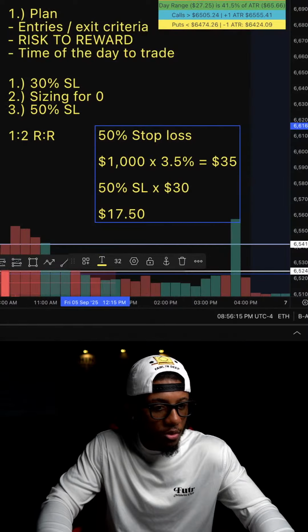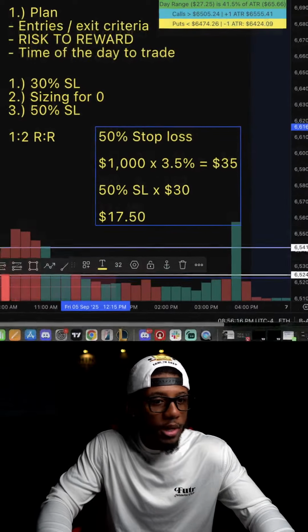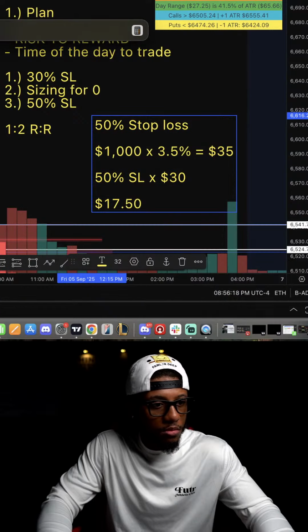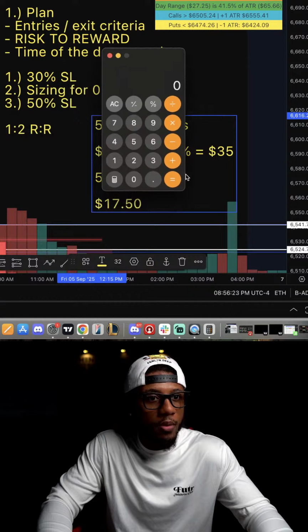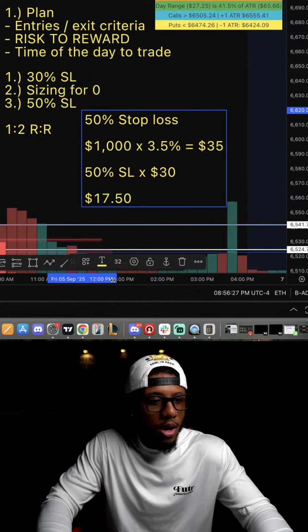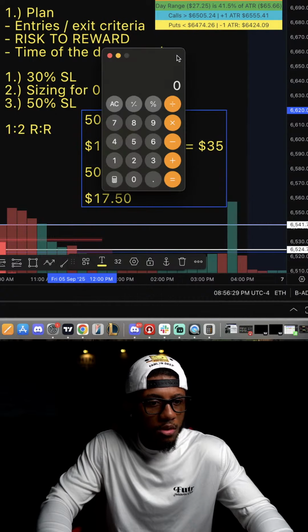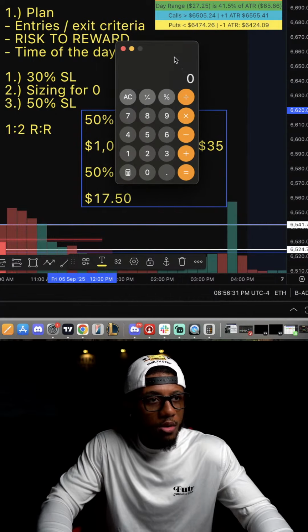Okay, so let's just pull up a calculator. Let's go back to TradingView, and then what we're going to do is pull up a calculator. So let's look at how the math works when you're doing this. Okay, Control Z. Oh yeah, that's how you undo it. I don't know why the undo button wasn't showing. So let's just look at this for right now.